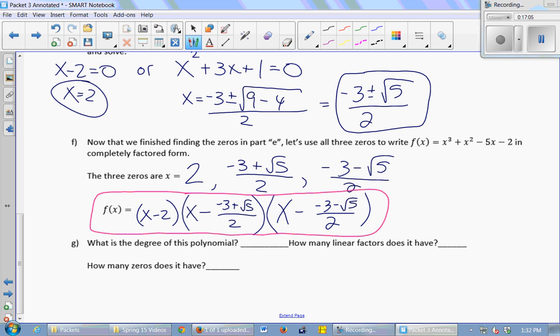What's the degree of this polynomial? 3. How many linear factors does it have? 3. 3 zeros. Yep.